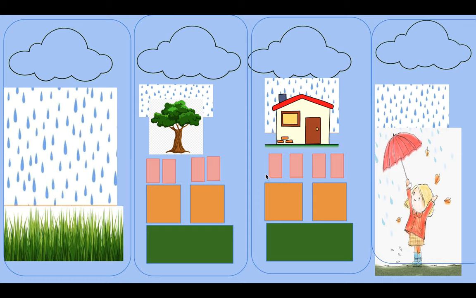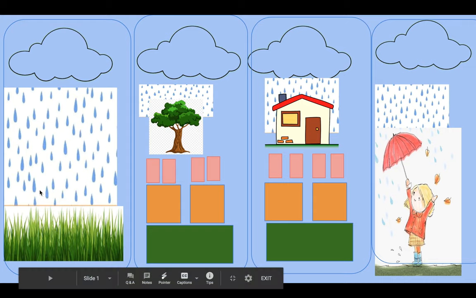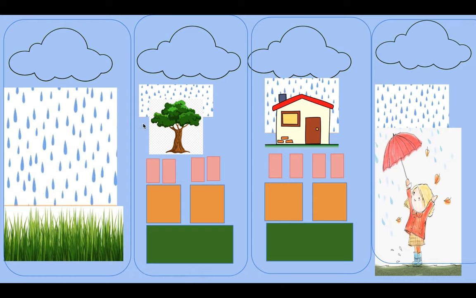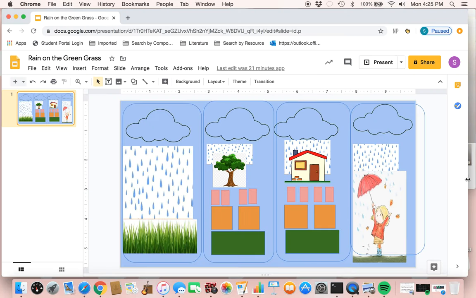Pitter, patter, pitter, patter, pitter, patter, pitter, patter. Drip, drop, drip, drop, drip, drop, drip, drop. Rain on the green grass, rain on the tree, rain on the house top, but not on me. Nice job, everybody. So we're getting that pattern down of that poem.